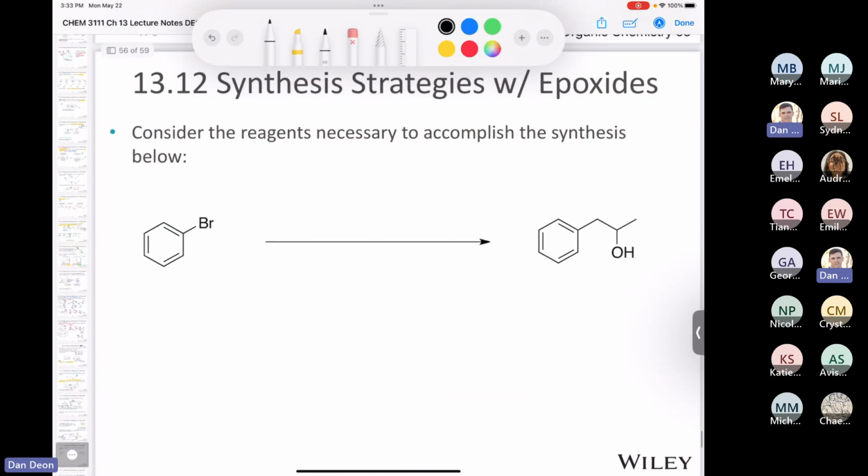So let's say we wanted to do this reaction here where we're taking bromobenzene. So this is called bromobenzene.